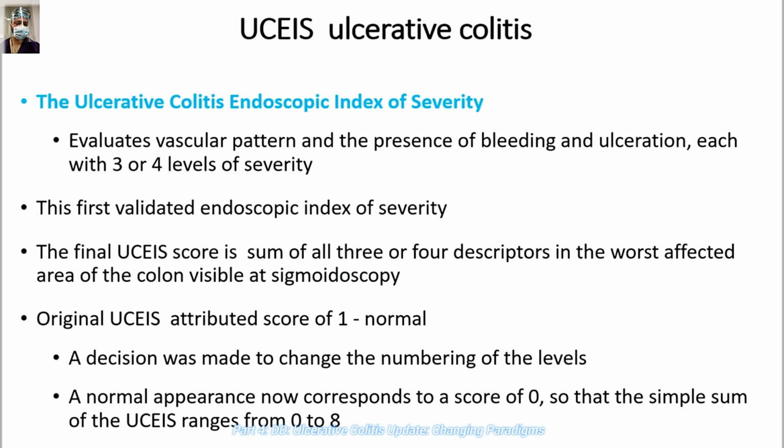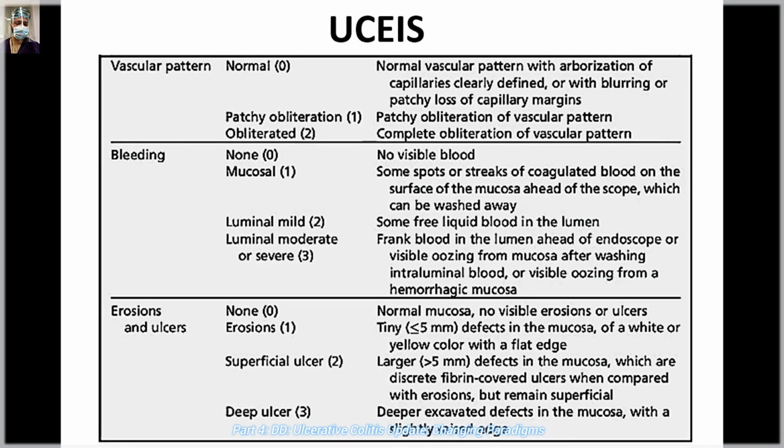The original UCEIS attributed a score of 1 for normal, and later on a decision was made to change the numbering of the levels, and normal appearance now corresponds to a score of 0, so that the simple sum extends from 0 to 8. So as I said, in the ulcerative colitis endoscopic index of severity, 3 parameters are evaluated, that is vascular pattern, bleeding, and erosions and ulcers. If the vascular pattern is normal, that is 0. If there is patchy obliteration, it is 1, and if it is totally obliterated, then it is 2.